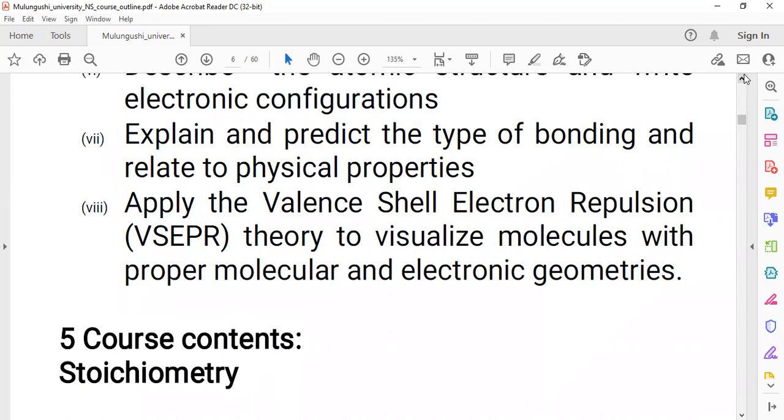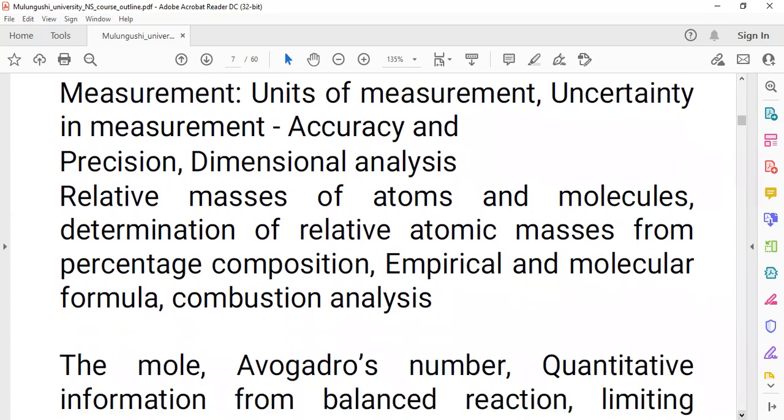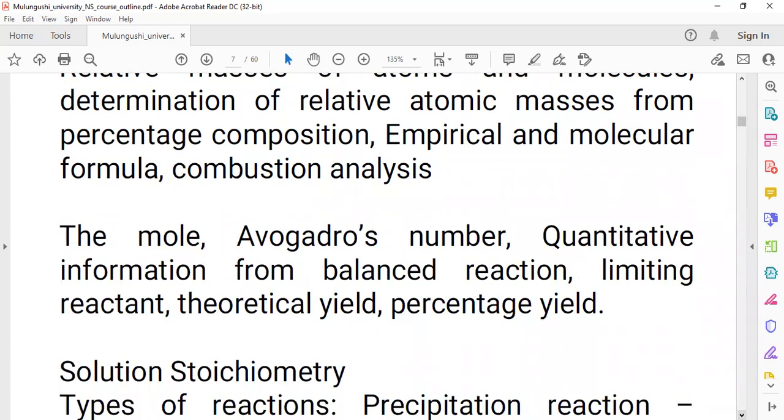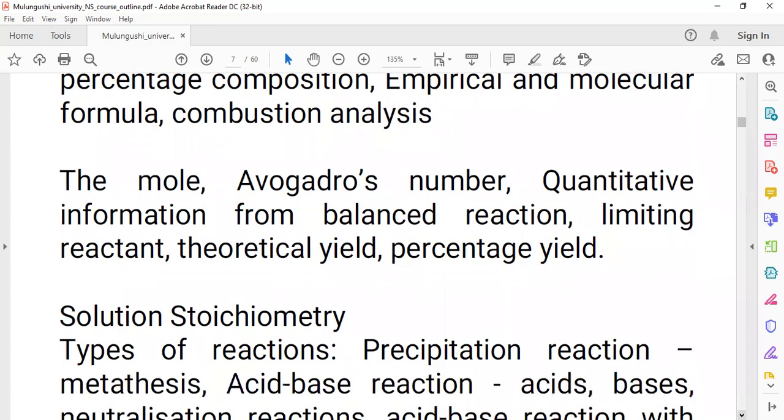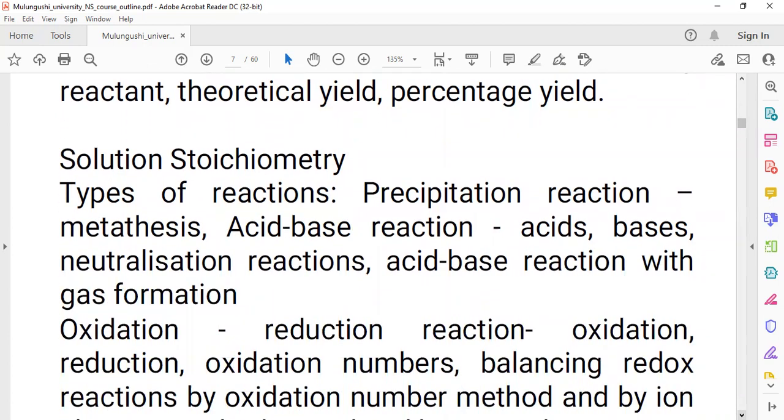The contents of the course in your first semester: you're expected to study stoichiometry, which starts with measurements, units of measurement, uncertainty in measurements, accuracy and precision, dimensional analysis, relative masses of atoms and molecules, relative atomic mass from percentage composition, empirical and molecular formula, and partial analysis. From there, you move to the mole concept, quantitative information from balanced reactions, limiting reactant, theoretical yield, and percentage yield.